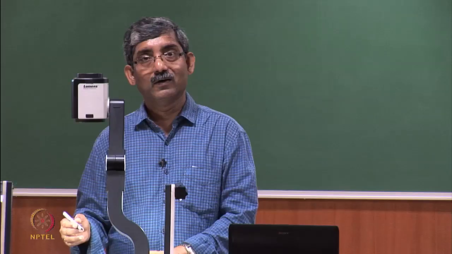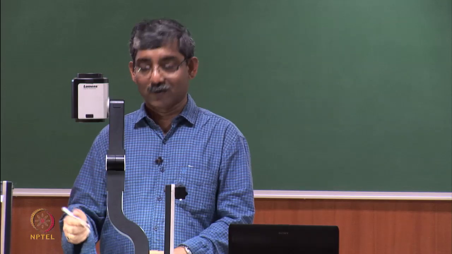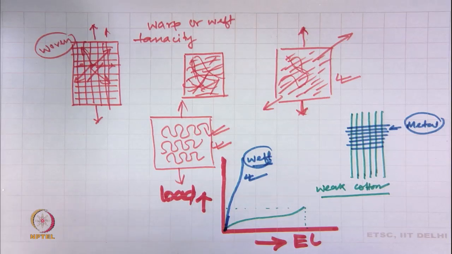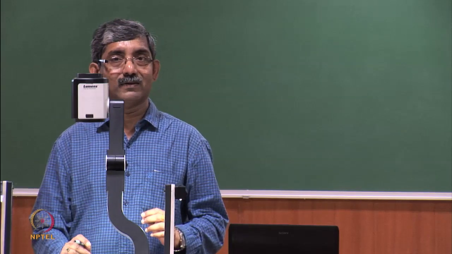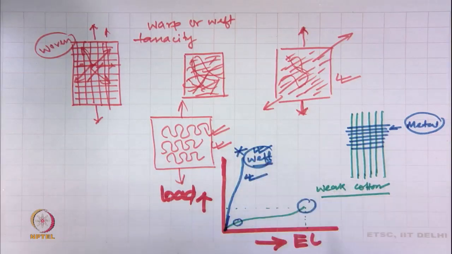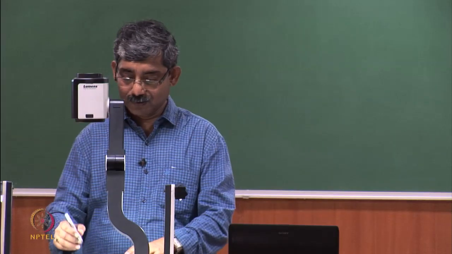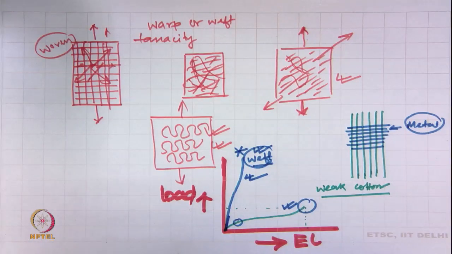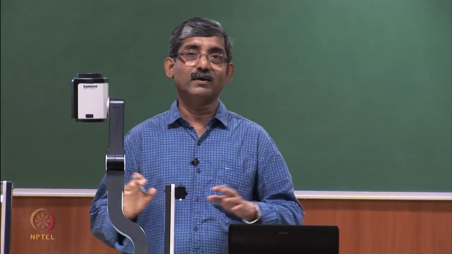The direction where the extensibility is less, the weft direction here, the majority of the load will be shared by the weft, and the cotton will share very little, because cotton's breaking load will not actually be shared at that time, and the majority of the load will be on the weft. So, the utilization of the tensile characteristics will not be there if the extension characteristics of both warp and weft are different.